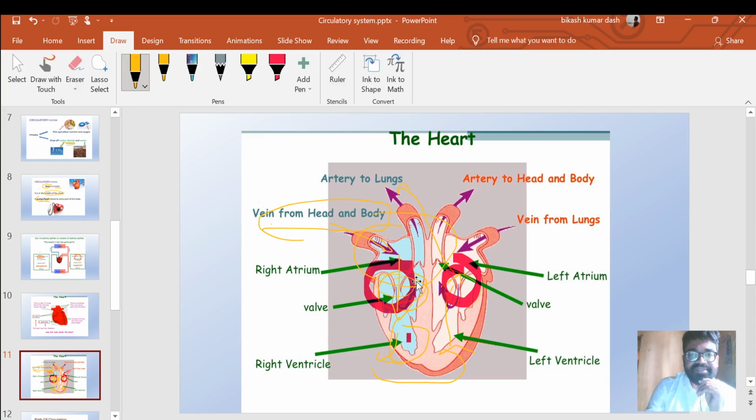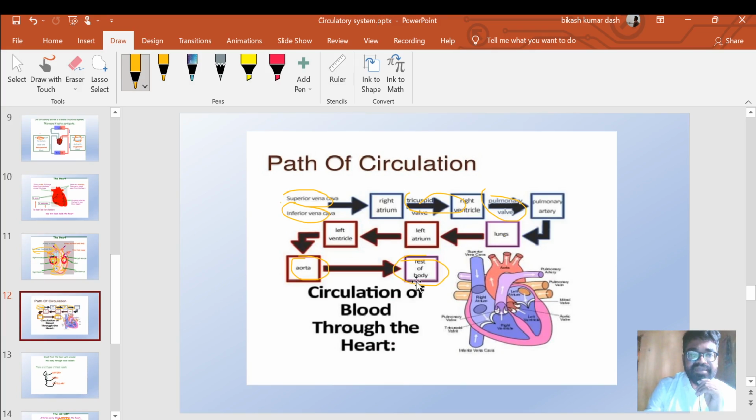In this picture, I give a pictorial representation of the heart, cut by a horizontal plane passing through its center. I have given arrows so you can understand how the blood passes inside the heart. Let's move to the next slide, where you can understand the pathway of blood flow inside the heart.